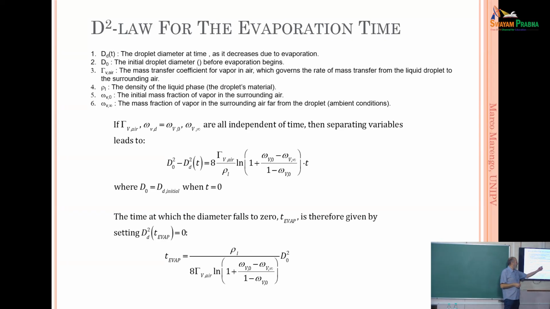This expression is interesting because it says that the time to extinguish the droplet, so that at the end we have no droplets anymore, the complete evaporation, is in fact proportional to the initial dimension of the droplet squared. This is very well known in droplet evaporation as the so-called d-square law.